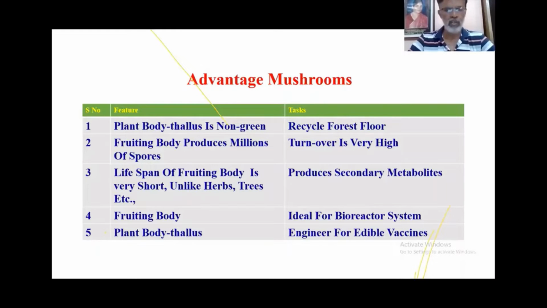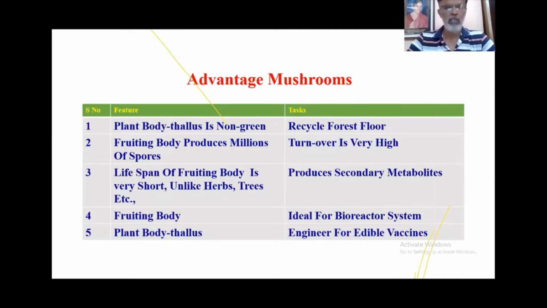Second very important thing is, it produces millions of spores. Millions of spores, so the turnover is very high. When the millions of spores fall onto the surface of the earth or a plant material or a dead material, they grow into a mycelium, and then they produce a fruit body, what we call the mushroom.